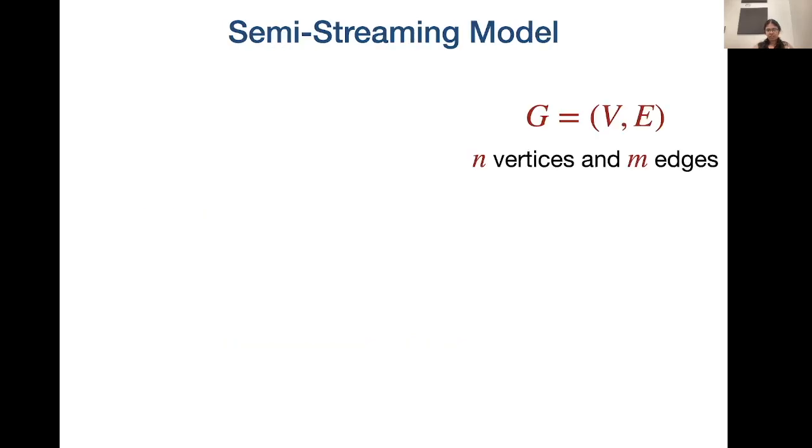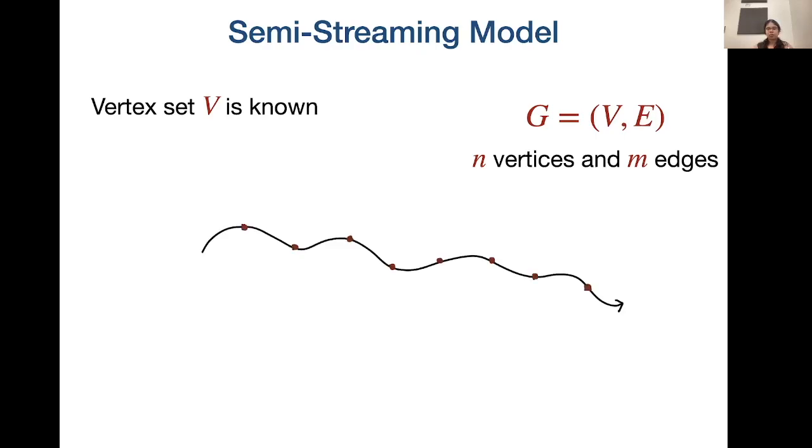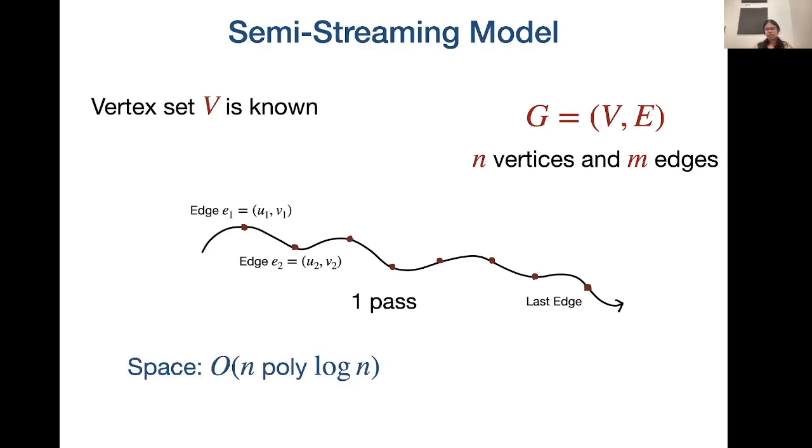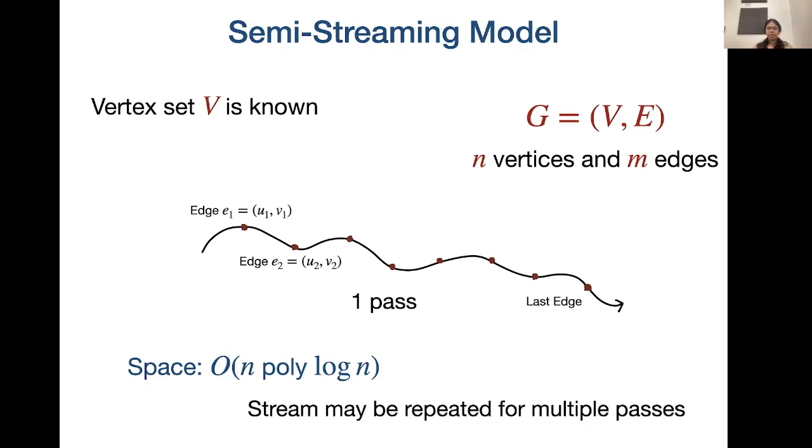Now I'm going to define the semi-streaming model. We have a graph G with n vertices and m edges, and the vertex set V is already given, and the edge set is not known. The edges are going to appear one by one in some arbitrary order, and this is termed as one pass over the edges. The issue is we don't have order of m space to store all of the edges, and we only have order of n polylog n space. This stream of edges may be repeated multiple times for multiple passes also.